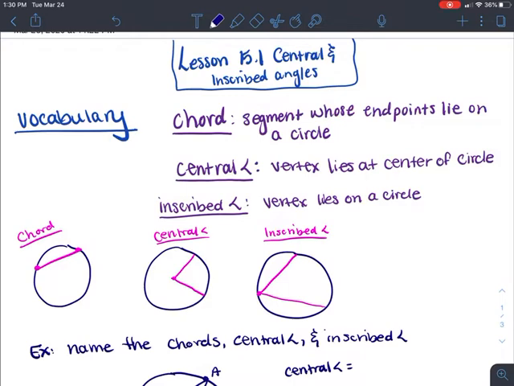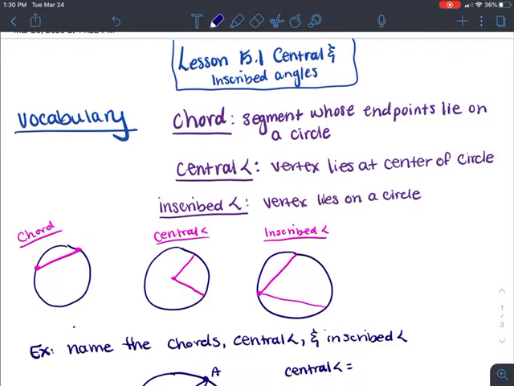So a chord is a segment whose endpoints lie on a circle. If we go down here to my examples, I have a chord, and it's highlighted in pink. There are two endpoints: one endpoint on the left side of the circle and one endpoint on the right side of the circle.